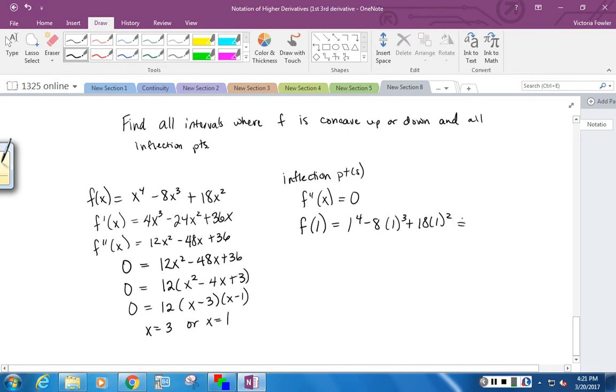And so if I go through that, hopefully I come up with the right answer here. It'd be what, 1 comma, is that 11? And if I want to find f of 3, go through, plug this in, hopefully come up with 27. And so I have 3 comma 27. So these are my points of inflection. Okay, that's what it looks like.